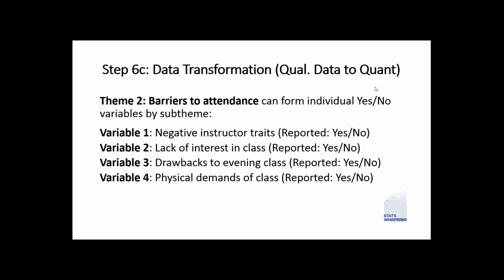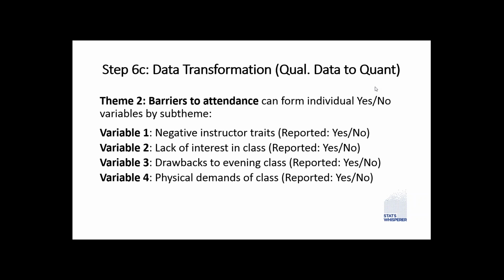Now, if you recall, barriers to attendance had 4 subthemes, right? So we could actually create a variable called barriers to attendance with 4 categories. Or, as listed here, we could make each subtheme a yes/no quantitative variable, and we'll show this in SPSS, but we'll just discuss it first.